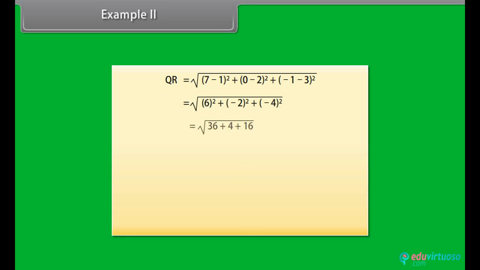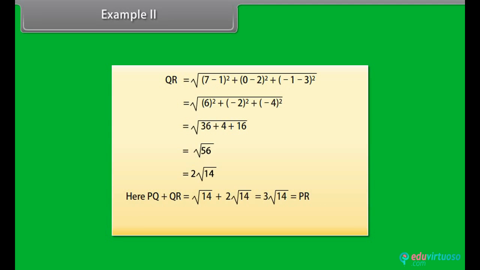After calculating QR, we get 2 into square root of 14. Here, PQ plus QR is equal to square root 14 plus 2 into square root 14, which is equal to 3 into square root 14, which is equal to PR. Hence, points (-2, 3, 5), (1, 2, 3) and (7, 0, -1) are collinear.